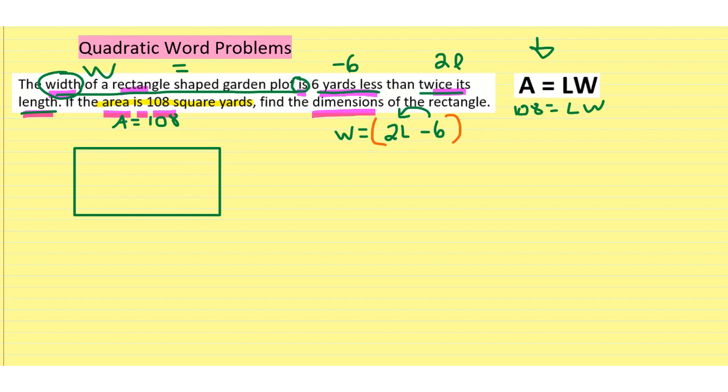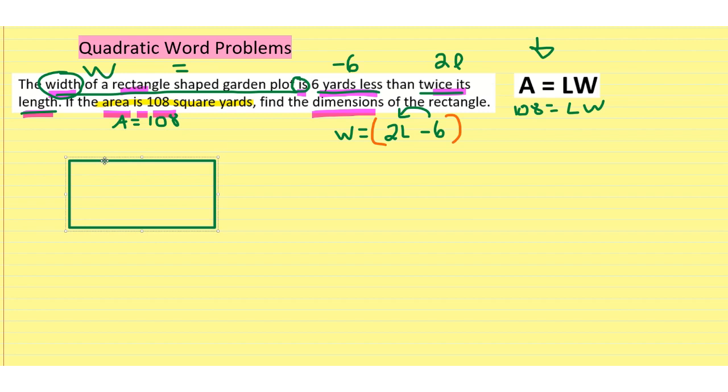But how can we adjust our picture over here, mark this picture so that it helps us understand visually what all this means? Well, we have a width of 2L minus the 6. The width is based on the length, but the length is just the length. Does that make sense? So our width is actually based on the length, so therefore our length is just our length. So now we have a variable that represents the length, and we have an expression with that same variable representing our width.